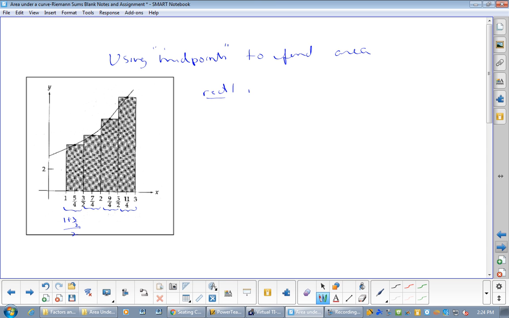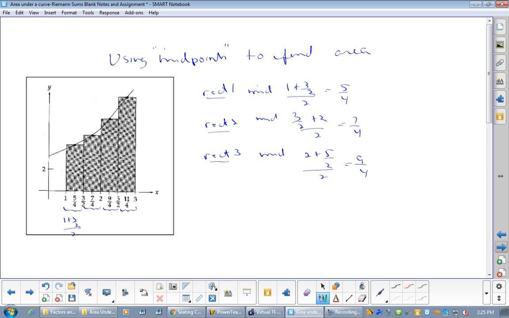So for rectangle 1, the midpoint would be 1 plus 3 over 2 divided by 2, and you get 5 over 4. Now rectangle 2, we would do the midpoint of 3 over 2 plus 2 all over 2, and that gives me 7 over 4. Okay, rectangle 3, midpoint, give me 2 plus 5 over 2, all divided by 2, which is 9 over 4.